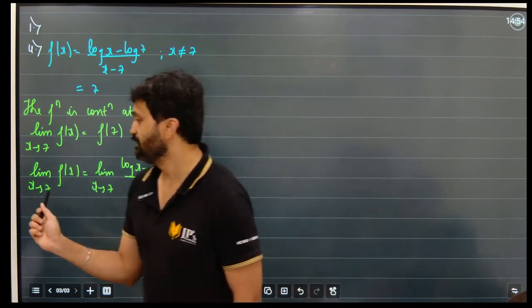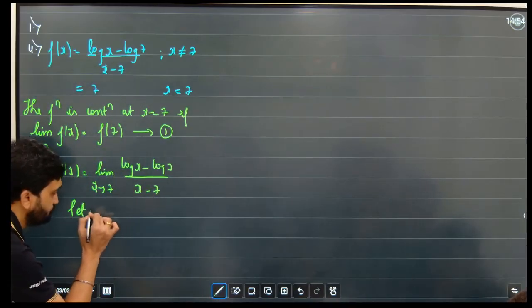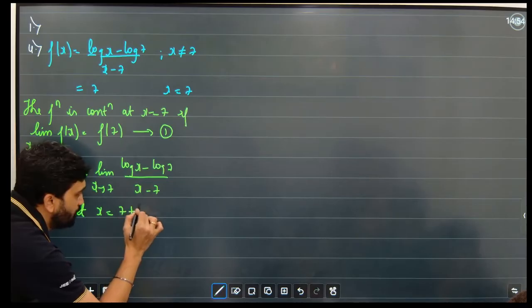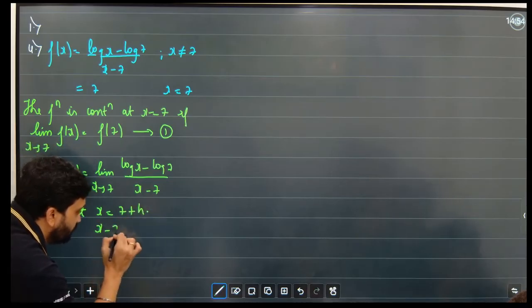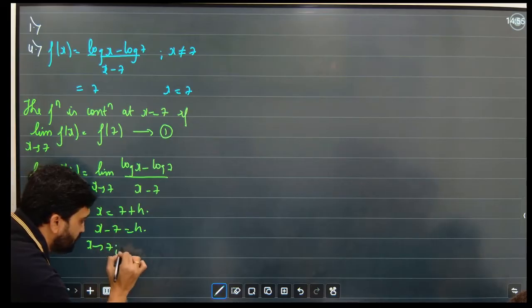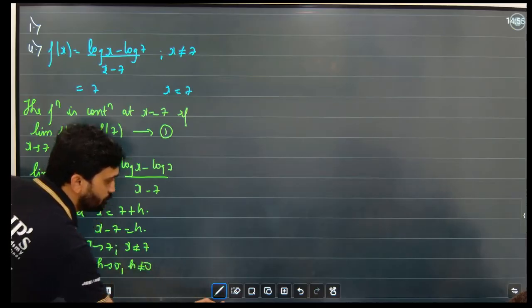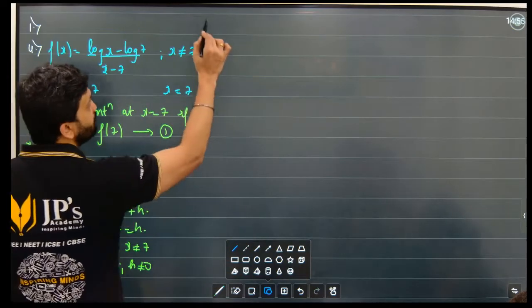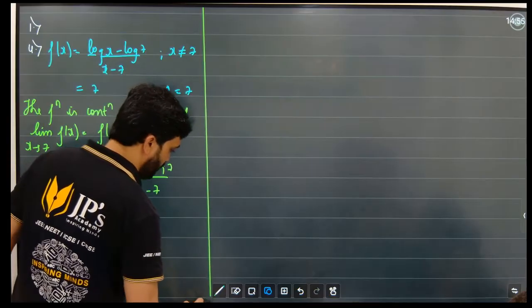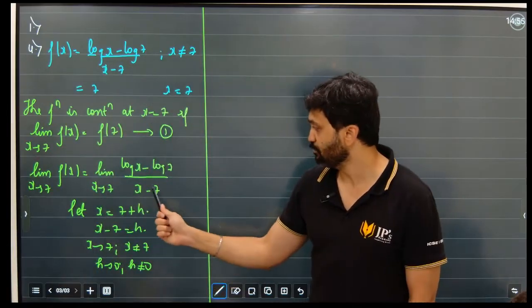Here we use the shifting part of the denominator, where we start with let x is equal to limit plus h, therefore x minus 7 is equal to h, x tends to 7, x not equal to 7, h tends to 0, and h not equal to 0. This is a very, very, very important concept where we use the shifting of the denominator. x is equal to limit plus h.